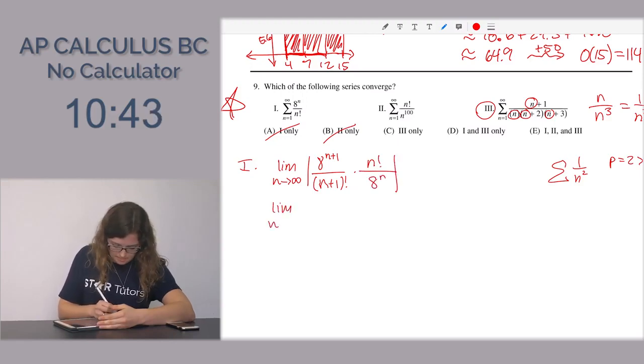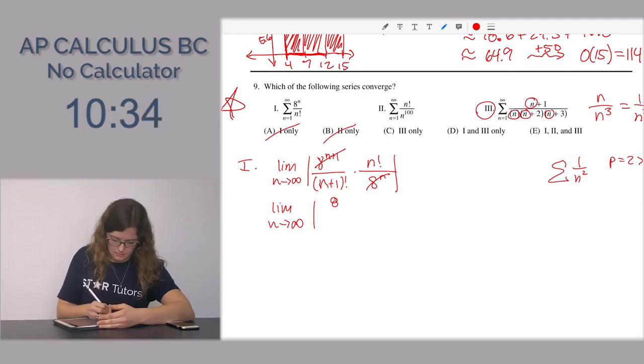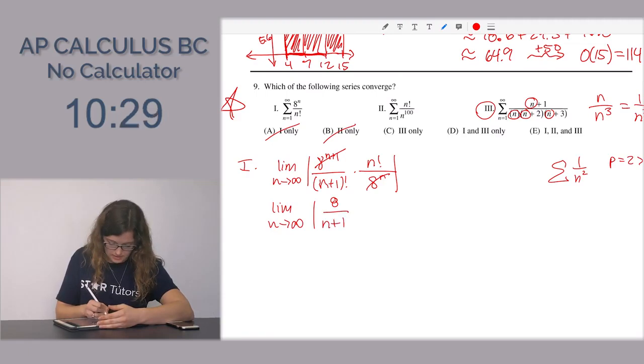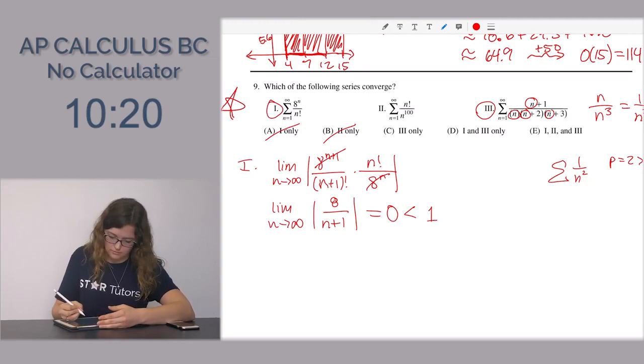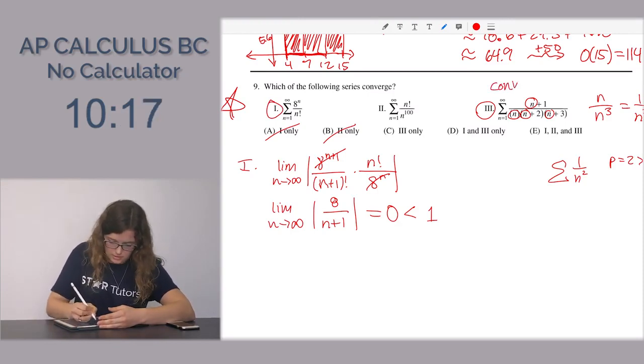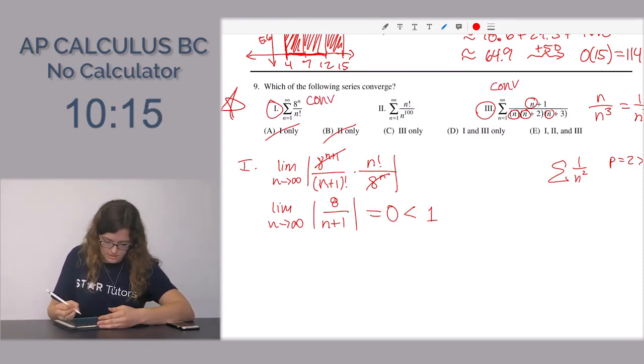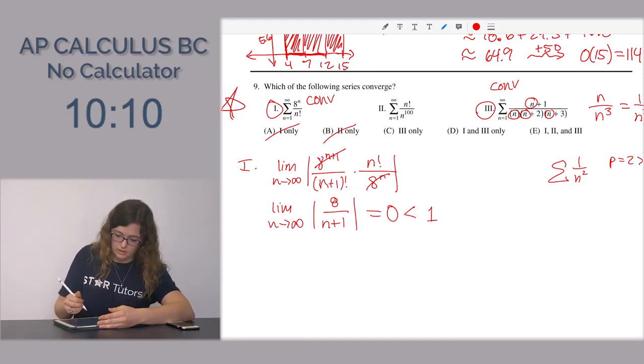This is the limit as n goes to infinity, absolute value. The 8s cancel, so we have an 8 on the top, n factorial over n plus 1 factorial. We need to know that n plus 1 factorial is just n factorial times n plus 1. So on the bottom, I'm just going to get an n plus 1. And then the limit of this as n goes to infinity is always going to be 0, which is less than 1, which does converge. So 1 converges also. Now I have to check 2. Yeah, I still have to check 2.